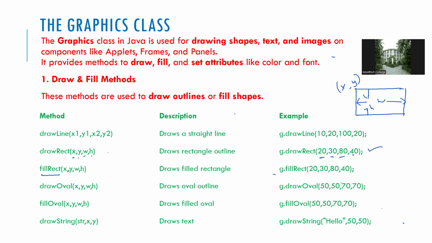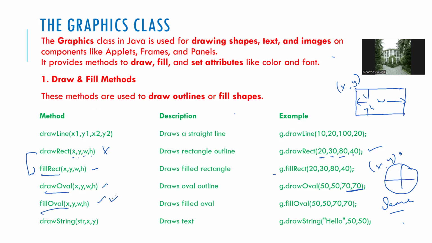Coming to fillRect, there is no major difference between these two. Both are the same. Here color will be added; in this one, no color. Same thing only. Next, drawOval. Oval means a complete circle. In this we need the starting point x comma y, and width and height have to be the same. This is drawOval. Next, fillOval is the same, no difference. Here only, additionally, color will be added.